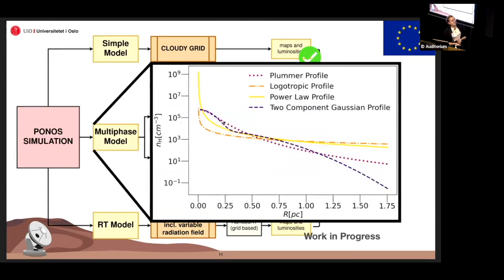Here in detail are the different density profiles I use, and you can see they have quite different shapes, especially the logotropic and power law profiles. You can see the beautiful singularities in the center, which cause a few problems, which I will mention a bit later.